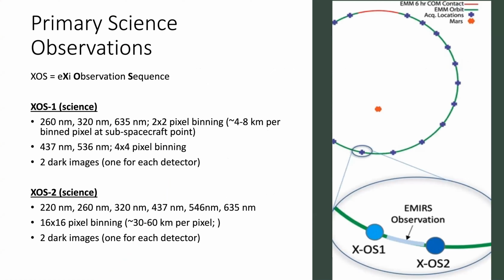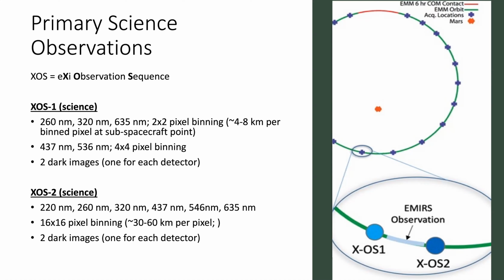So what are these different types of observations? Off to the right is a schematic of the normal science operations. XOS1 is the primary science mode for EXI, in that it takes all 6 filters, but they are binned to some degree: 2x2 binning for those triplets that you see there, the 2 UV images and the red, and then 4x4 binning for the blue and the green. And there are some dark images.